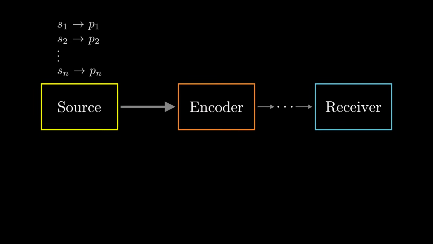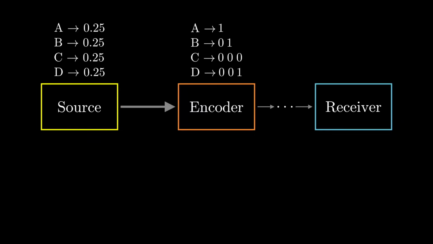A large focus of Shannon's work in this domain was thinking about not necessarily individual messages as we've done so far, but more so a general set of symbols sent according to some distribution. One simple example is the following set of symbols where the source is equally likely to send A, B, C, or D. Suppose we use the following encoding scheme.